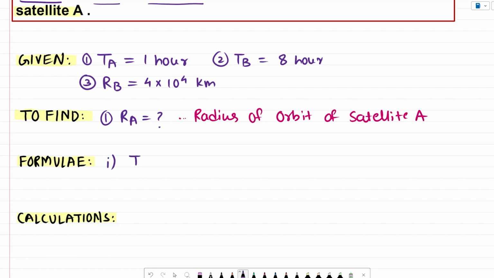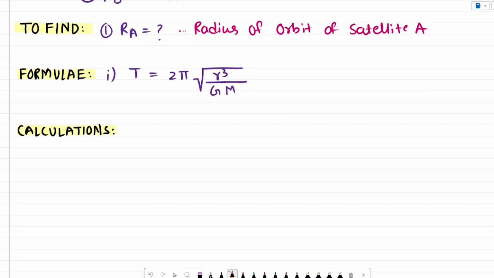The time period of a satellite is defined as 2 into pi into under root of r cube, where r is the distance between the satellite and the center of the planet, or the radius of the orbit, the whole thing divided by G, that is the universal gravitational constant, into the mass of the planet. This is the formula for calculating the time period of a satellite revolving around a planet at a distance small r. And we can use this formula to calculate the radius of satellite A.